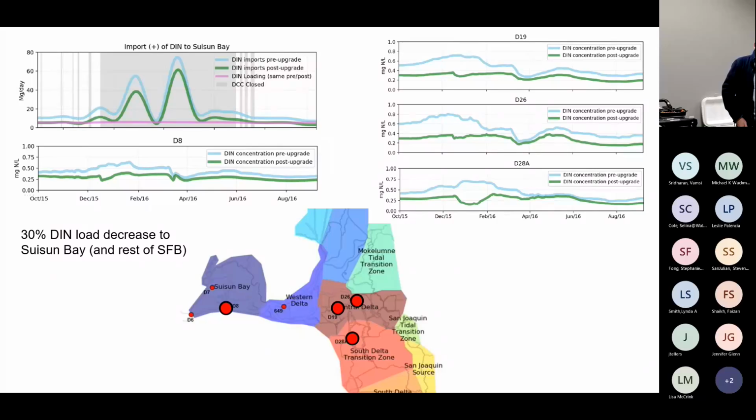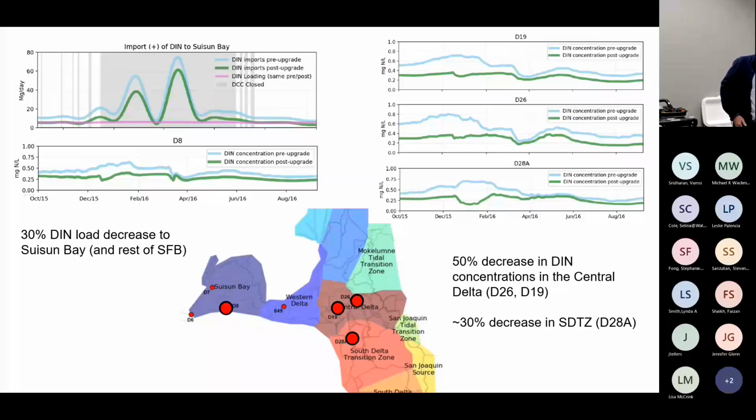And then now showing as well some of these more interior Delta stations, D19, D26, D28. One more time, thanks. Roughly a 50% decrease in DIN concentrations in the Central Delta as a result of the upgrade, as well as 30% decrease at least at the one station we're showing here, D28A, in the northern part of the South Delta transition zone.